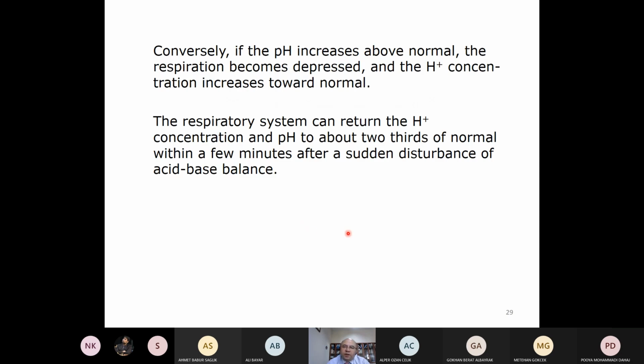Conversely, if the pH increases above normal, the respiration becomes depressed and the hydrogen concentration increases toward normal. Respiratory system can return hydrogen concentration and pH to about 2/3 of normal within a few minutes after a sudden disturbance of acid-base balance.